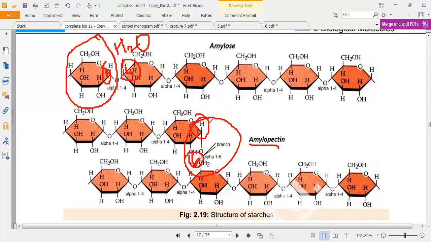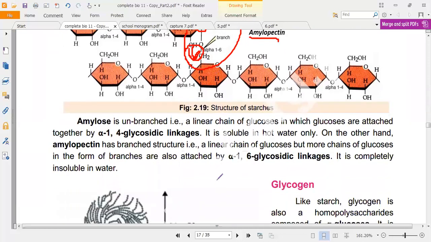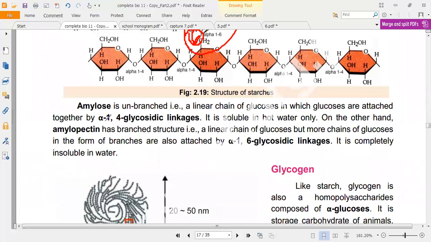1,6 linkage means the first carbon of one glucose and the sixth carbon of another glucose. The sixth carbon is out of the ring. So this forms the chain structure, and from here the next chain arises, and from anywhere the next chain can also be formed. So in amylose, an alpha 1,4 glycosidic linkage is formed, but in amylopectin, an alpha 1,6 glycosidic linkage is also present.